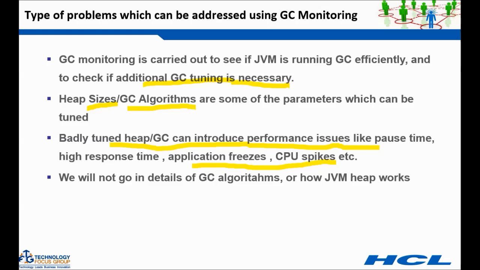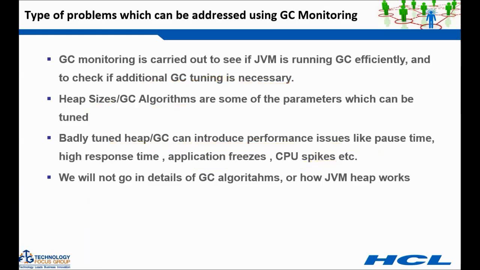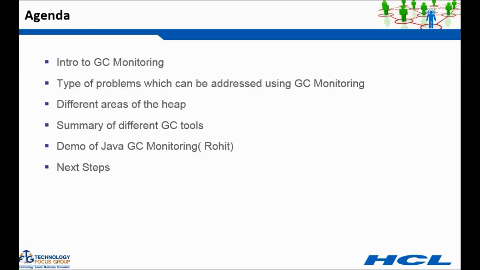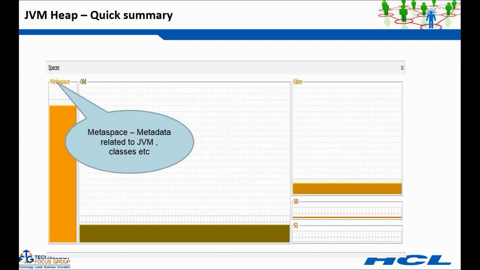We will not go into details about the different GC algorithms available or how the JVM heap works. That's a separate discussion, so we won't do a total deep dive, but we'll definitely have a look at how the JVM heap works at a very high level, and the different areas of the heap. At a high level, your JVM heap is divided into this kind of structure. One area in the JVM heap is called metaspace.